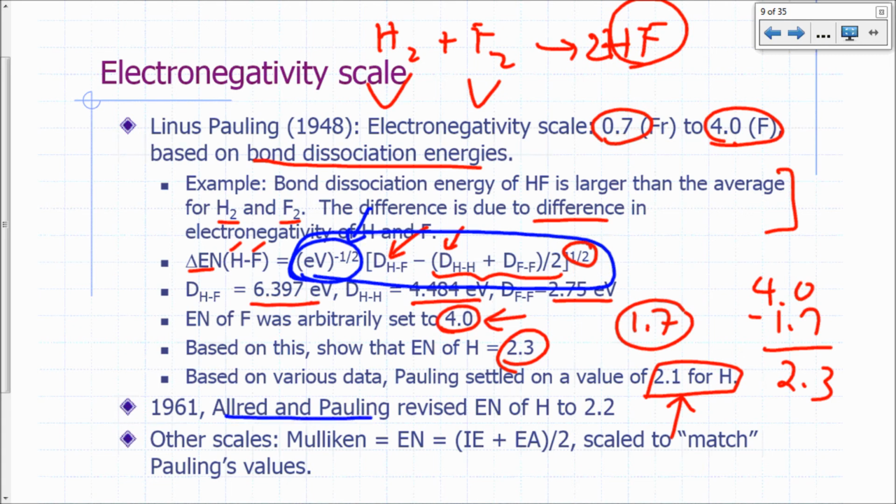Now, Allred and Pauling revised the electronegativity value of H to 2.2 in 1961 based on additional data. Now, there have been other scales that have been used to come up with electronegativities for atoms. One was done by Mulliken, and that one is based on the average of the ionization energy and the electron affinity. Now, Mulliken's scale can be scaled to match Pauling's values.